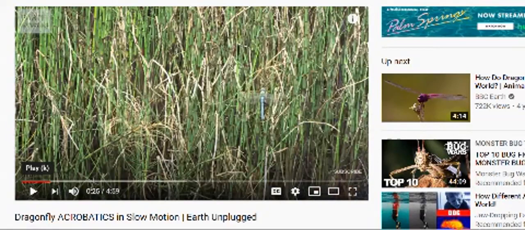This is a dragonfly, and when you see a dragonfly, usually you see one, and they're very territorial among themselves. So if one dragonfly sees another coming, it is going to go and try to prevent it from getting into its territory.